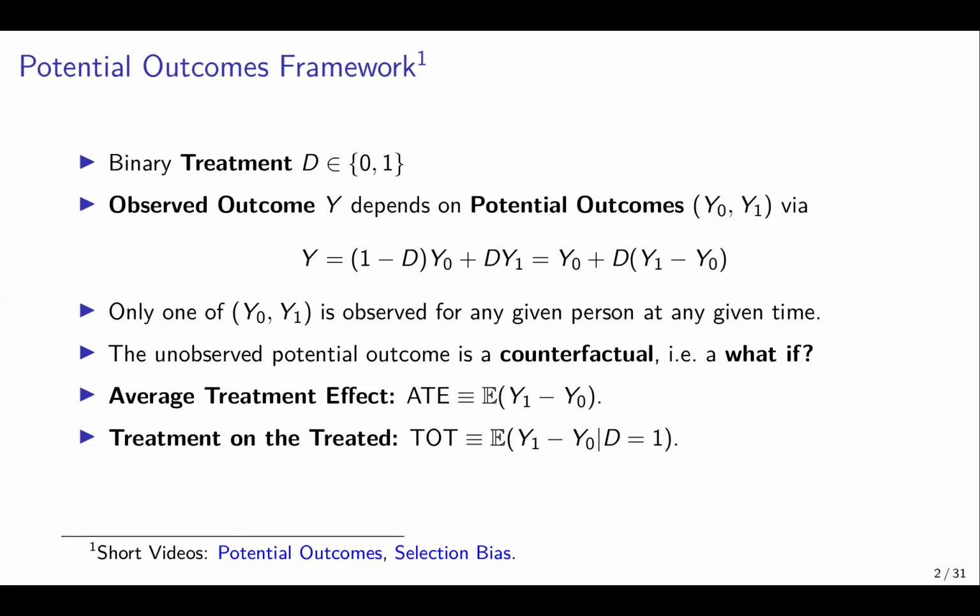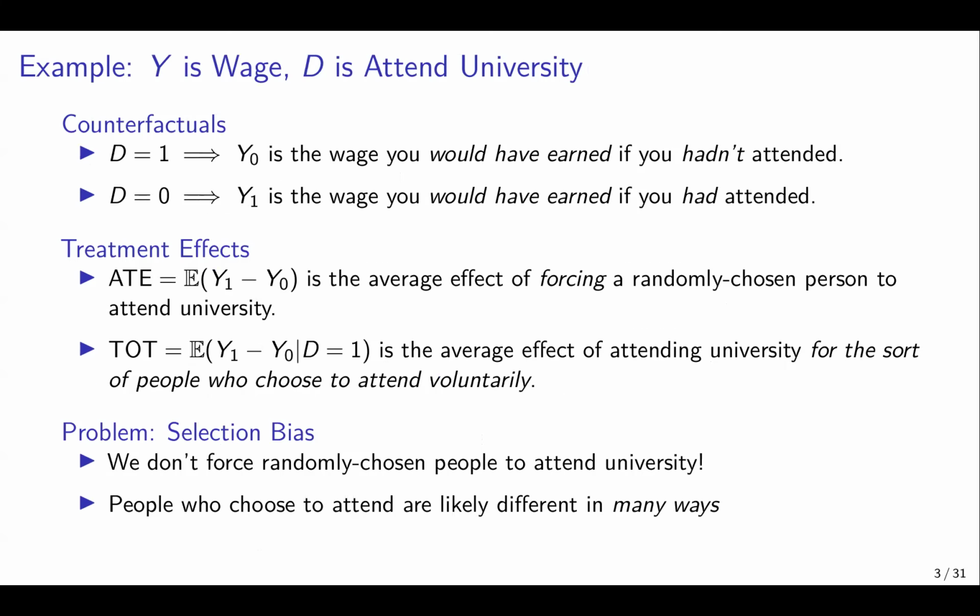So to make this all a little bit more concrete, let's look at an example. Let's suppose that y is your wage, and d, the treatment, is whether you attend university or not. So if d is 1, then we're saying that you attend university, otherwise you don't. In this example, there are two counterfactuals. If you attend university, so that d is 1, then y0 is the counterfactual wage that you would have earned if you had not, in fact, attended university. On the other hand, if you don't attend university, so d is 0, then y1 is the wage that you would have earned if you had attended.